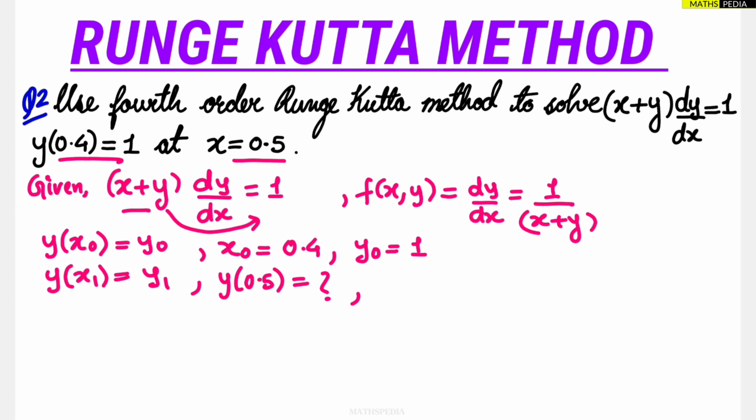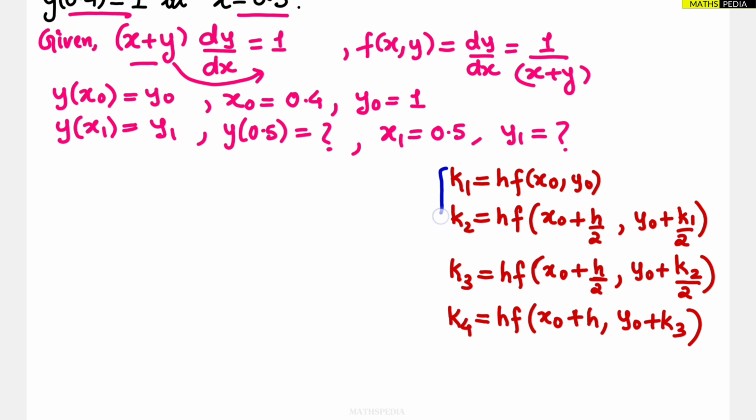This means at x1, x1 is equal to 0.5. What is the y1 value? This is the question. I hope you understood what the question is now. Now let us proceed with the first step. So this is the fourth order, in the sense I need to find k1, k2, k3, k4 and apply the formula, where in the formula all the four values have to be utilized. Okay. So these are four values I need to find out.